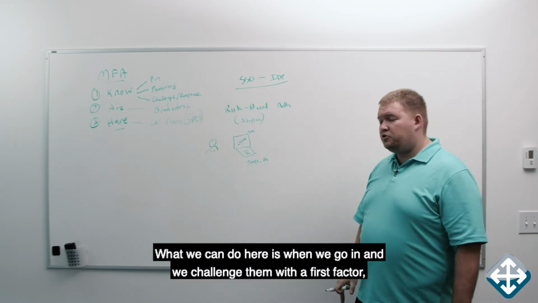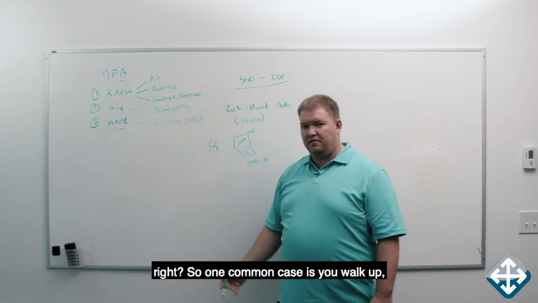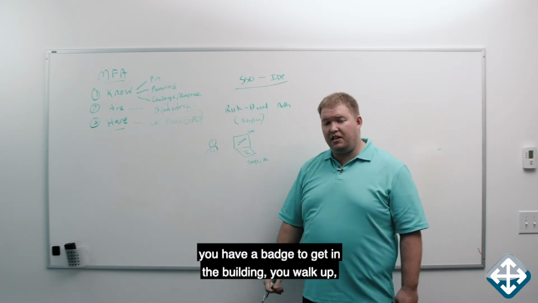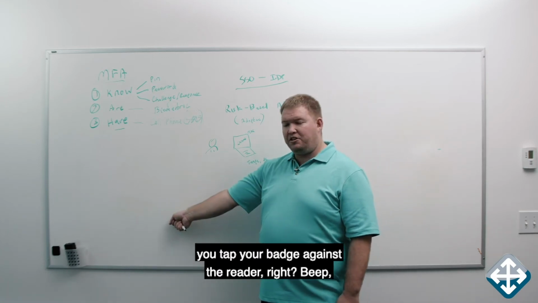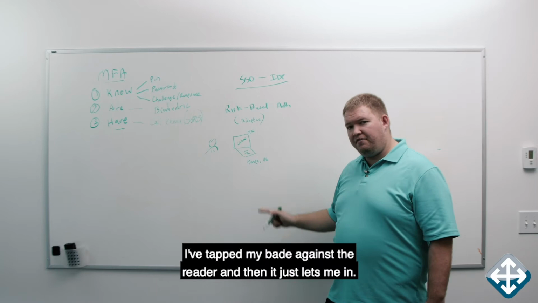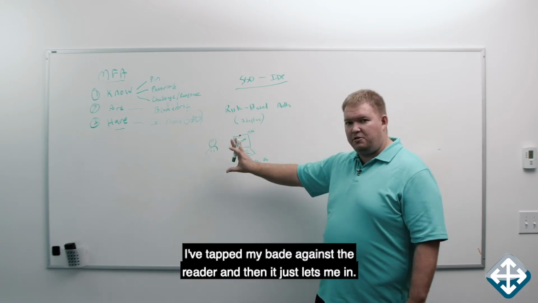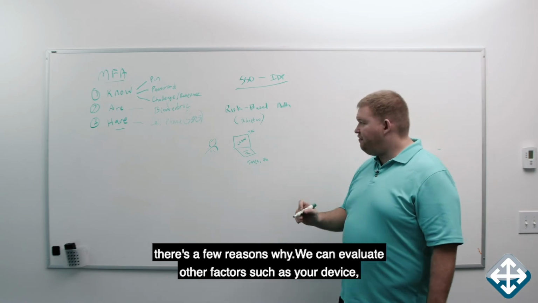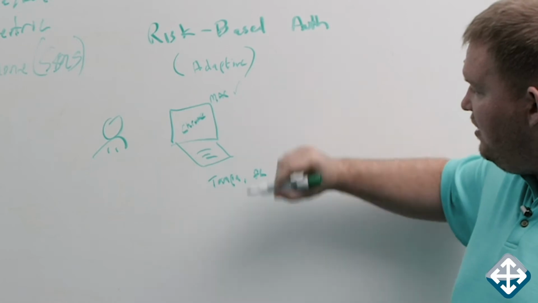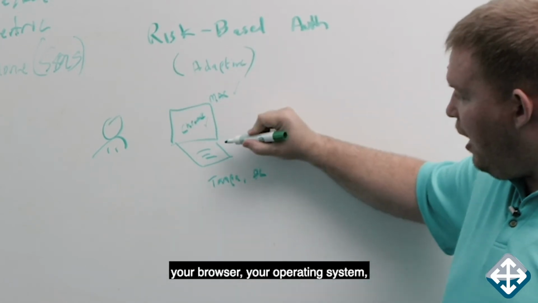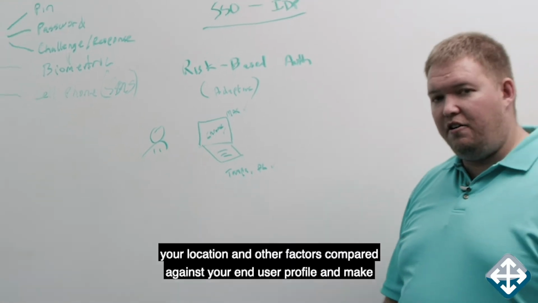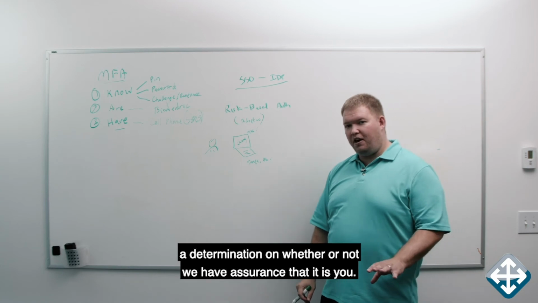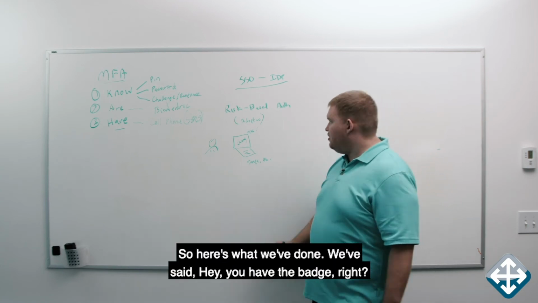What we can do here is when we go in and we challenge them with a first factor, right? So one common case is you walk up, you have a badge to get in the building. You tap your badge against the reader, right? Beep. I've tapped my badge against the reader, and then it just lets me in. Why did that happen? Well, there's a few reasons why. We can evaluate other factors such as your device, your browser, your operating system, your location, and other factors, compare it against your end user profile and make a determination on whether or not we have assurance that it is you.